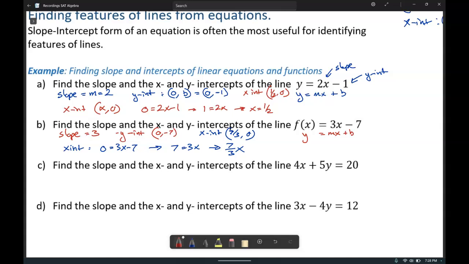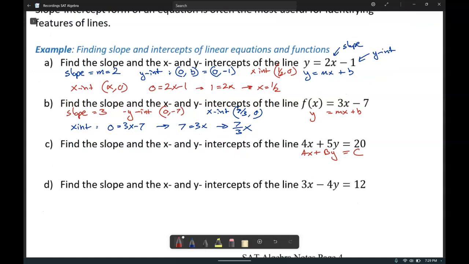Now we've got an equation written in standard form, ax plus by equals c. And if you recall from a previous lesson, standard form is really useful for finding x and y intercepts because it actually works really quickly. So first, we'll start with our x-intercept. Again, x-intercept is when y equals 0.